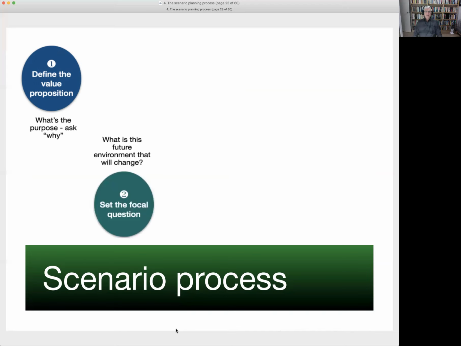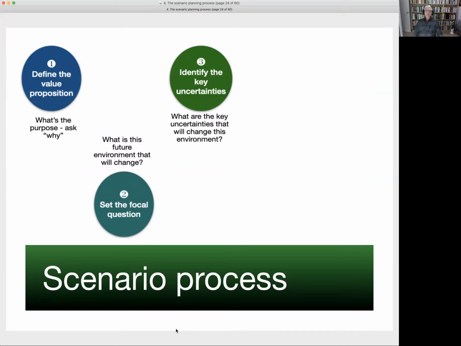The second stage is to set up the focal question. And that is about saying, what is it about this environment that is likely to change? So what is this environment that will change? What environment are we interested in? And there's a reason for doing that, because if we're interested in a future for telecommunications in a particular country, we may not be interested in the fact that there's swine flu in another country. It may not affect the environment that we're interested in.